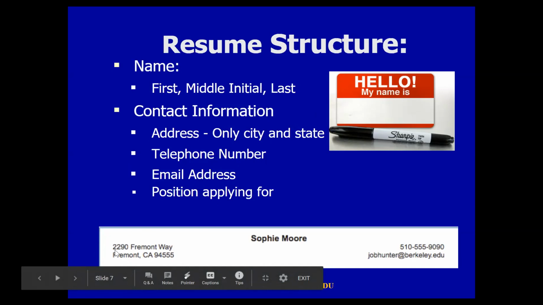Try not to put your full address, even the zip code, especially now with the internet. People can look up where you live and it's kind of creepy. So don't put the whole address. This is a no-no. Just put Fremont, California, or San Bruno, California, wherever, just the city and the state.